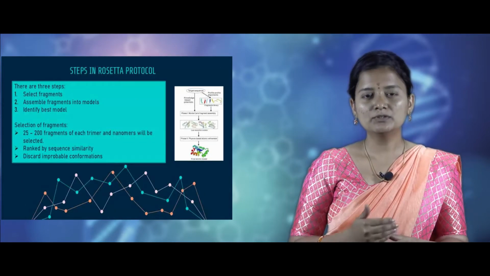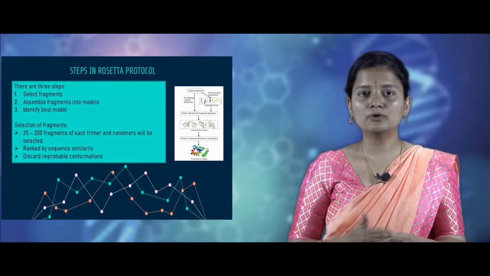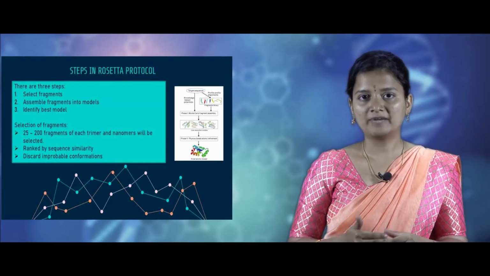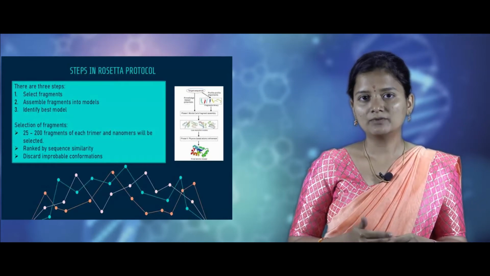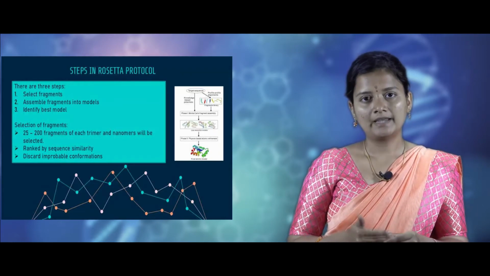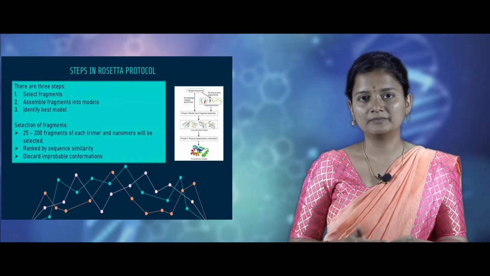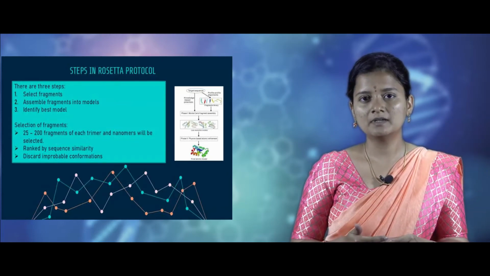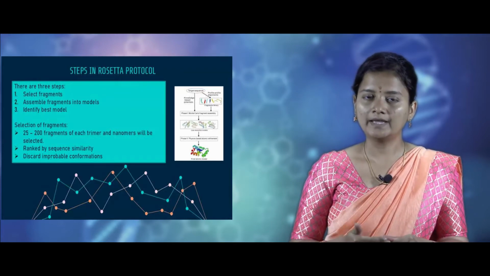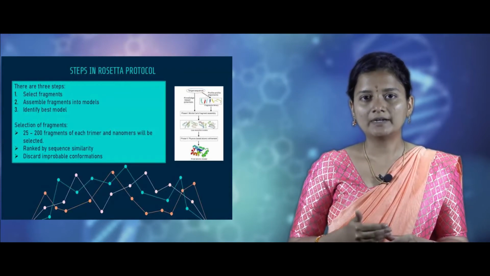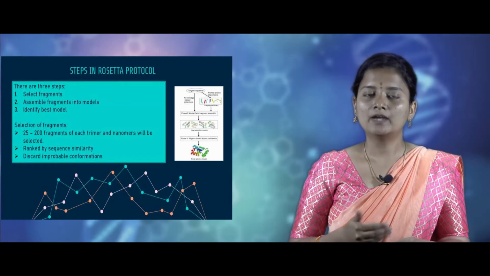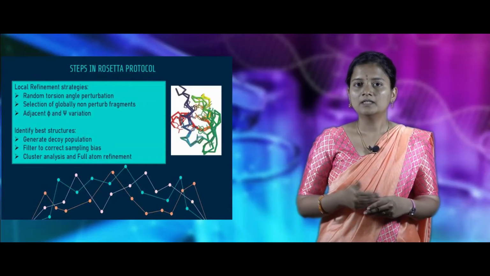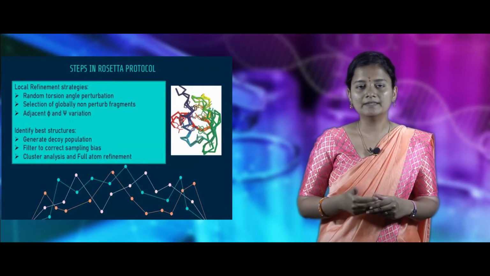Now we are going to look at the steps involved in the Rosetta program in order to find the protein structure. There are three main steps. We have to find the fragments first, then assemble fragments into models, and then find the best model out of it. In the first step, we will consider about 25 to 200 fragments of monomers, trimers and nanomers, and then the fragments are ranked based on the sequence similarities and also the similarity between the predicted and known protein structures, and the fragments of low quality will be discarded in this step.